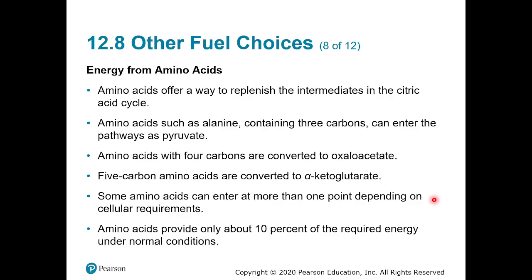And then some amino acids can actually enter at more than one point. And this all depends on cellular requirements. What species do you need? What are you producing to produce other things?